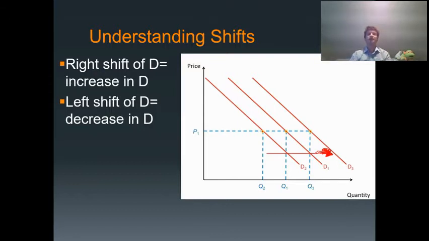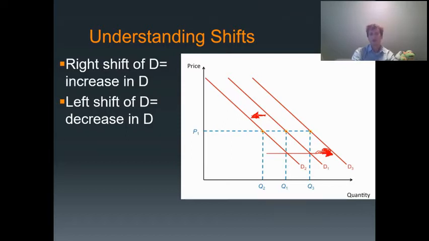If we have a leftward shift, that's a decrease in demand. So once again, if we start at D1, we shift left, indicated by my arrow, which was slightly better until a second ago. A leftward shift in demand indicates a decrease in demand. So if you go from D1 to D3, increase. D1 to D2, that's a decrease.